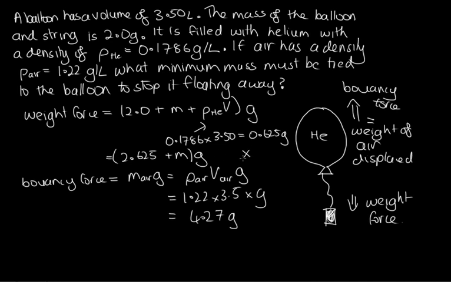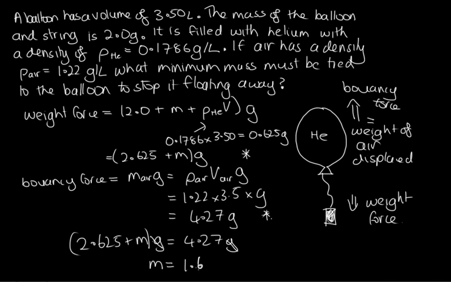Now what we've said is that our buoyancy force must be equal to our weight force. So we can set this one here equal to this one here. So we have (2.625 plus M) times g is equal to 4.27 g. These g's cancel out. Now all these masses are in grams, and so our final mass is 4.27 minus 2.625. So this gives us 1.65 grams is the mass that must be tied to the end of the balloon there.